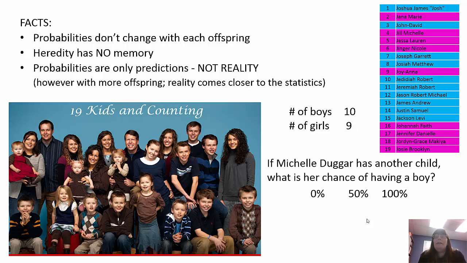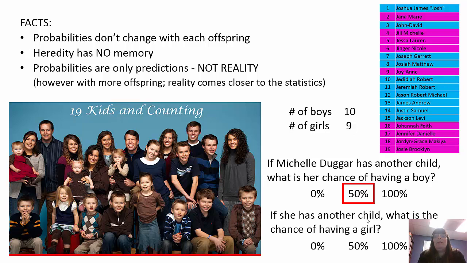So if Michelle Duggar has another child, what is her chance of having a boy? Hopefully you said 50% because, again, it doesn't change. It's individual for each time. If she has another child, what is her chance of having a girl? Hopefully you said 50%.